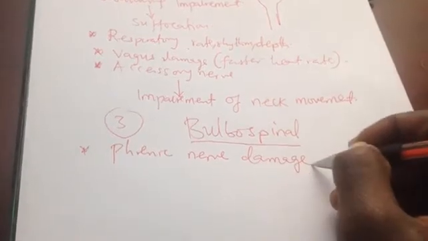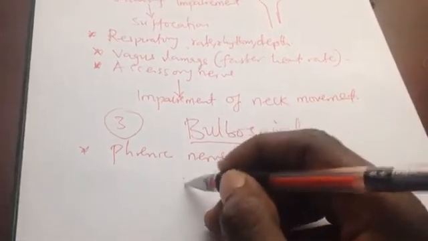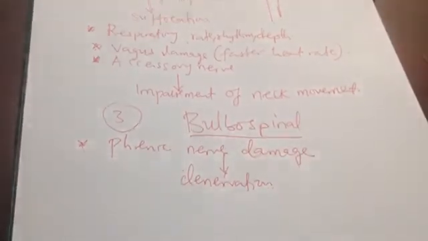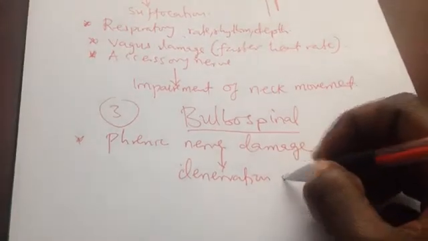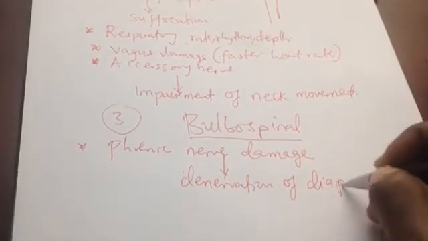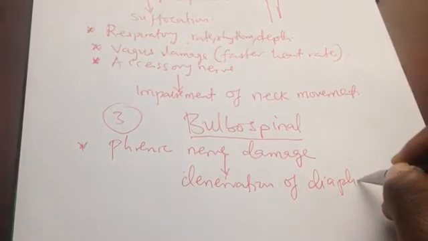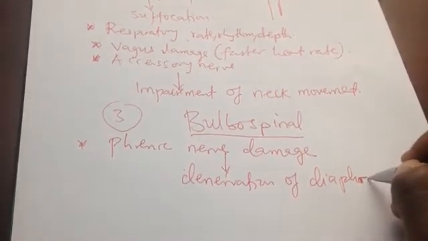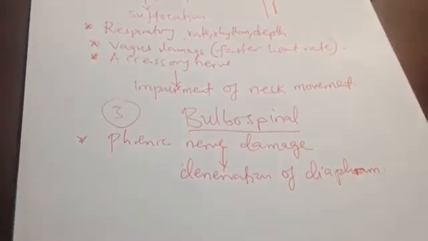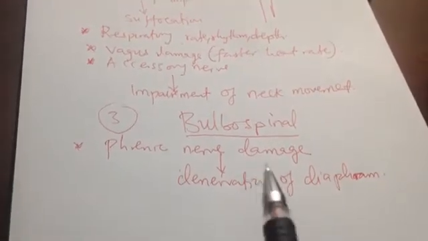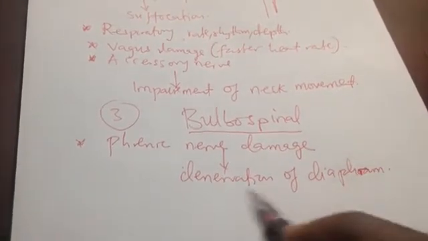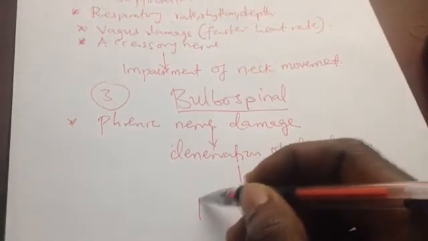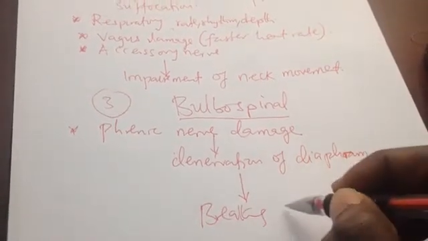So if the phrenic nerve is damaged, then definitely there is going to be what? Denervation. The diaphragm cannot be innervated, right? That's a denervation of the diaphragm. This is the consequence, and without innervation of the diaphragm, the patient is definitely going to have a breathing problem, right? A breathing problem.